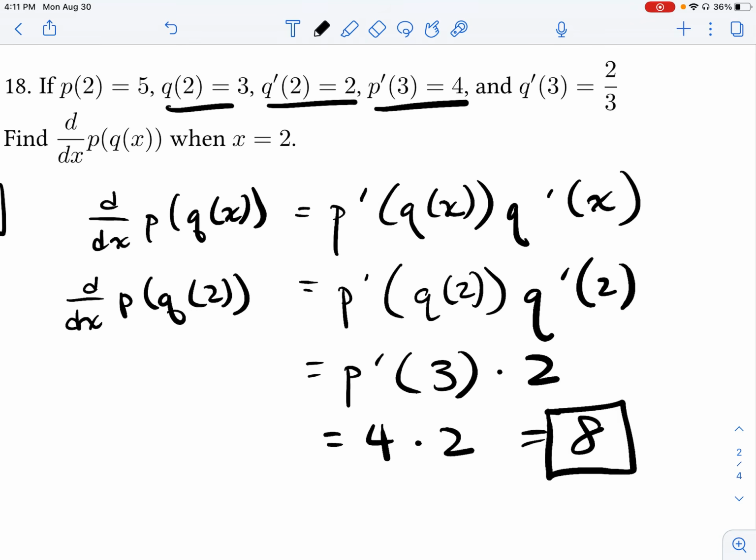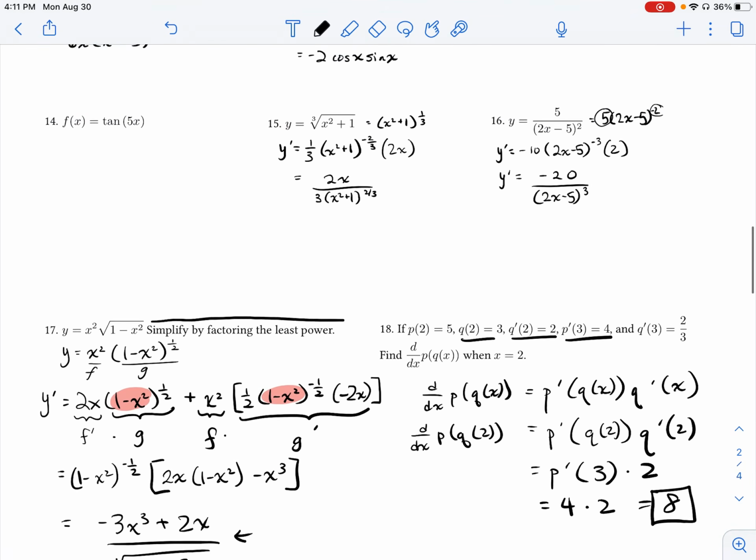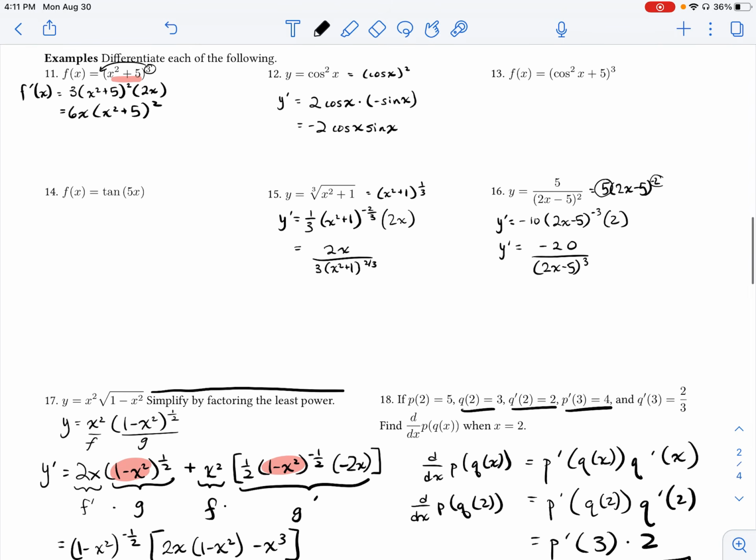Okay, so you can try the remaining problems on this page on your own. Hopefully they're not too bad if you're understanding what's happening with some of these other problems.